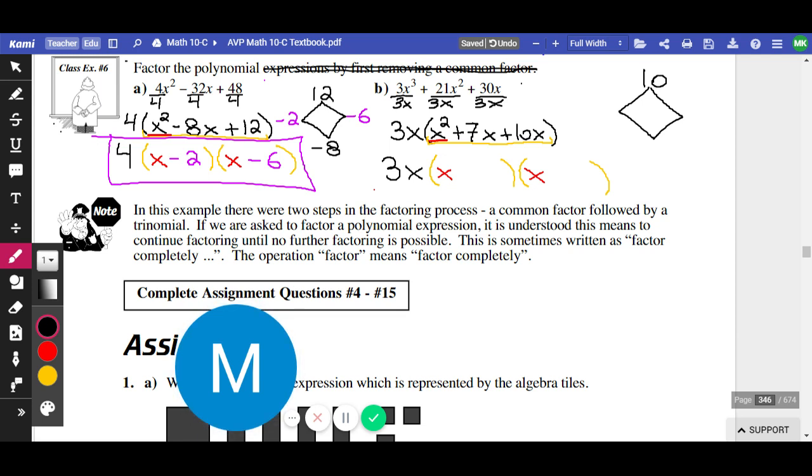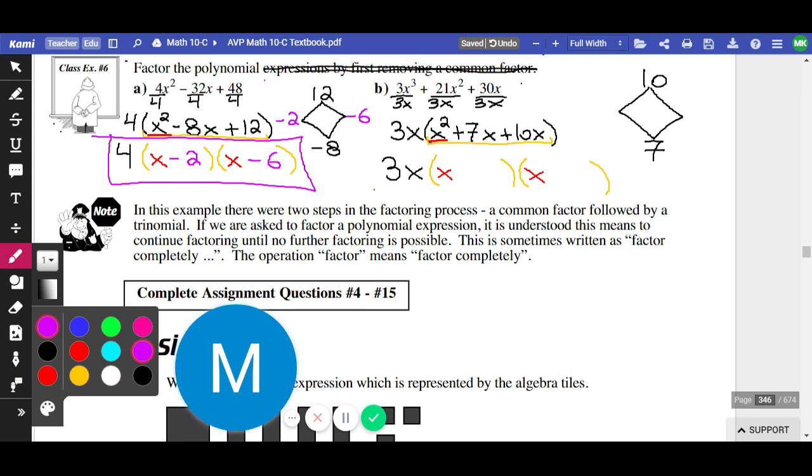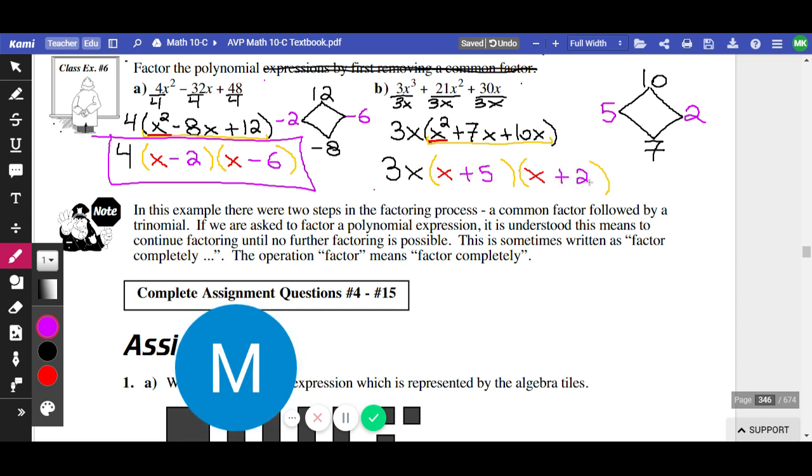So 1 times 10 is 10. The b value is the middle one, which is 7. 2 things that multiply to be the top, that add to be the bottom, would be 5 and 2. 5 times 2 is 10. 5 plus 2 is 7. Those things go into the second term. Plus 5, plus 2. That's my factored trinomial. That's about as hard as it'll get for today. Any questions about either of those?